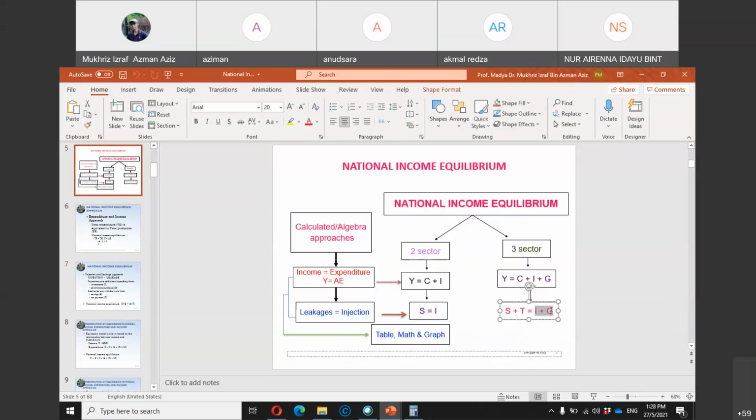So I plus G is basically injection. S plus T is basically leakages. This is also another popular concept. What are the components of injection? Sometimes you may get a combination of investment plus saving, investment plus tax, or investment plus government expenditure. So you need to know what falls under the category of injection and what falls under the category of leakages. Money going out and money going in.